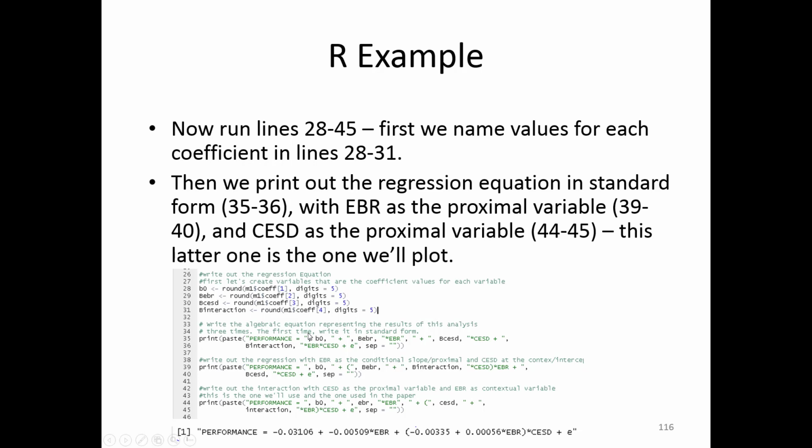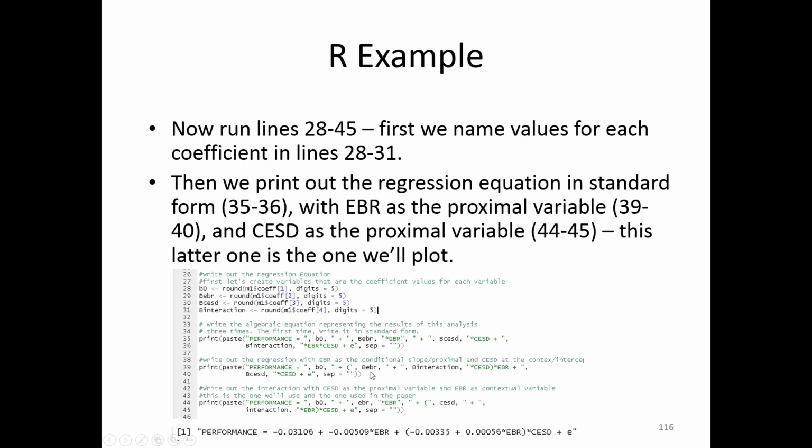Okay, and now I write the algebraic equation representing the results of this analysis 3 times. The first time we write it in standard form, so print performance equals that. Then we write out the regression with EBR as conditional, where the slope is proximal and CESD is the context. This is just like what we did in the last lecture, but now we're doing it in R.